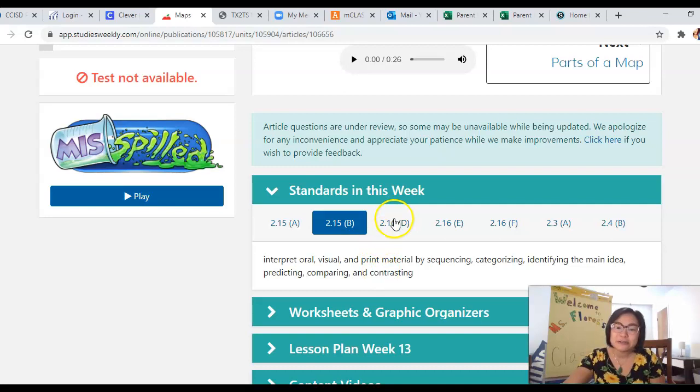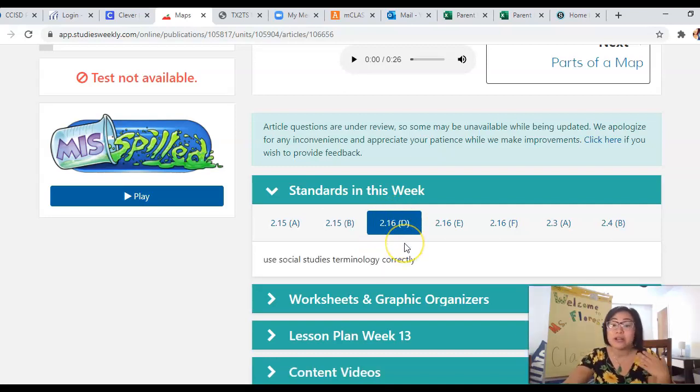We'll also be doing 2.16d, where we're going to be using social studies terminology. We're going to be using social studies words to describe what we're seeing. We might be using maps. You might be hearing words like compass rose, cardinal directions, relative location. Those are examples of words you might hear that are social studies terminology. They're words that we use when we are talking about social studies.